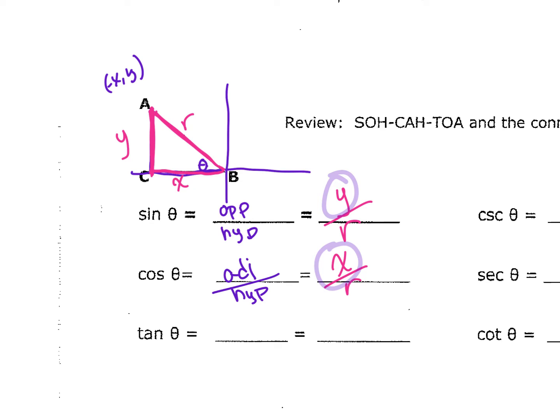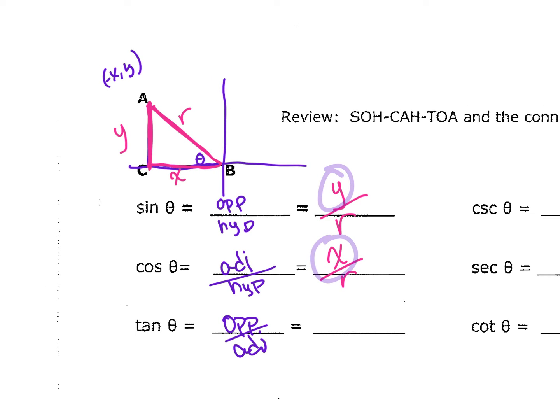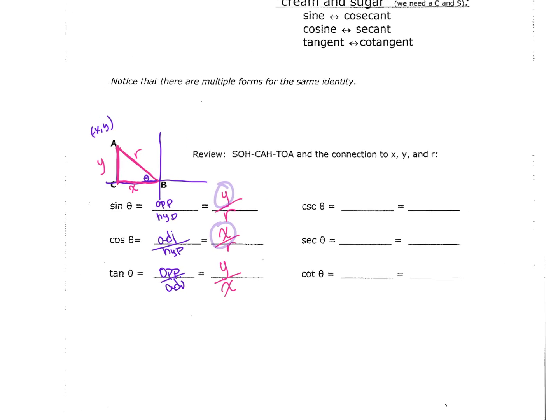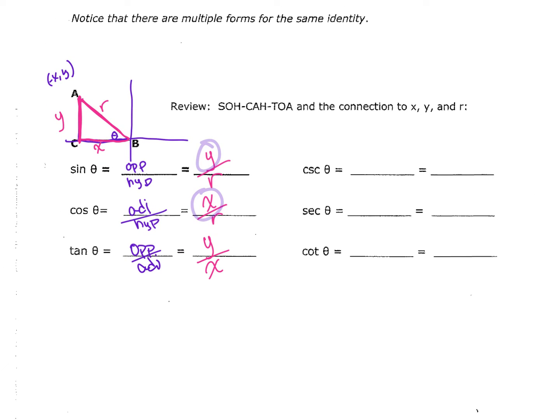Okay, what about tangent? We know tangent is opposite over adjacent. And so for tangent, we're going to do y over x. Okay. So then similarly, we're going to go ahead and put this in here. We're not going to use it a whole lot. Actually, we are going to use it in this next little bit. So for cosecant, with respect to x's and y's and r's, it's going to be r over y. For secant, it's going to be r over x. And for cotangent, it's going to be x over y.